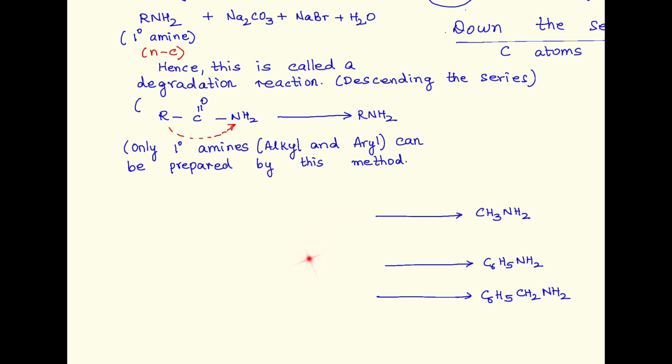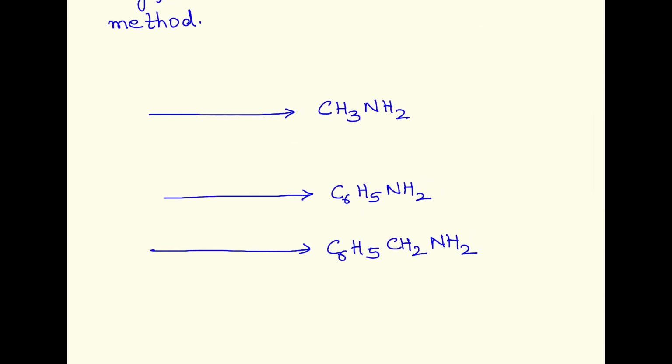So go ahead, form the corresponding amines. So you have to form CH3NH2 using CH3CONH2. Okay, using Hofmann's bromamide reaction, how can you prepare aniline? And which method will you use in order to prepare this amine? Go ahead, try it yourself.